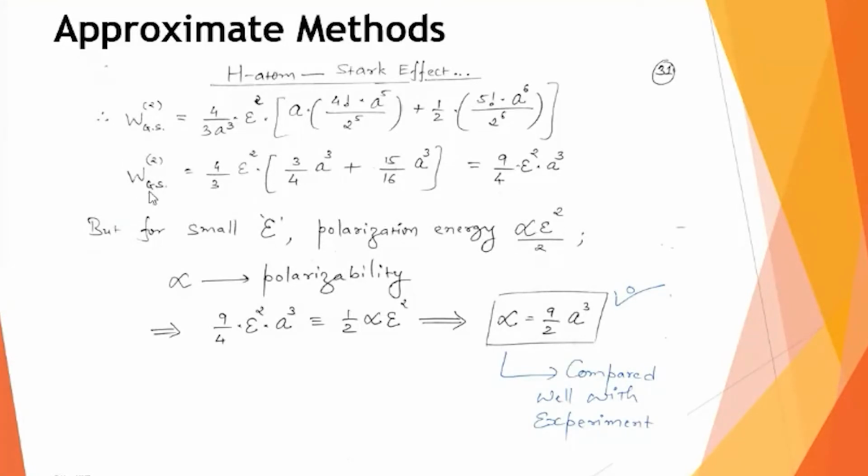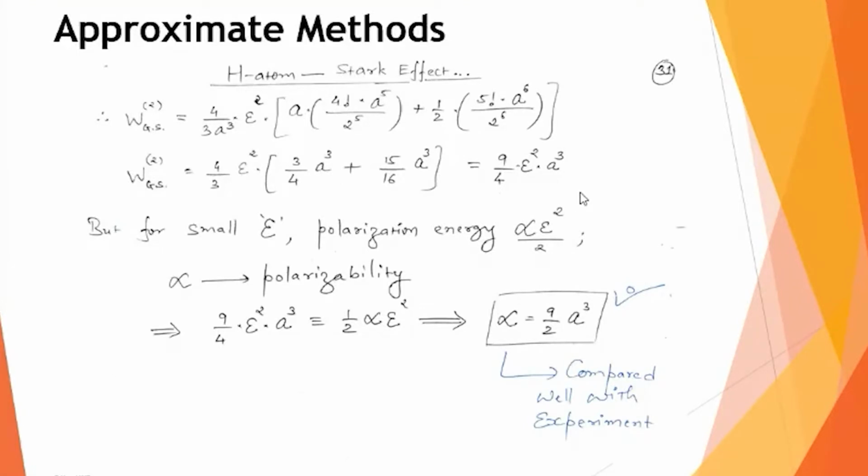So if I consider this correction to the energy, the ground state correction to the energy, as a polarization energy, then this expression 9 by 4 E square A square can be compared with this half alpha E square term. It gives me an idea about the polarizability of a hydrogen atom when placed in a uniform but small electric field. So this alpha I can calculate by comparing this equation as 9 by 2 EQ.